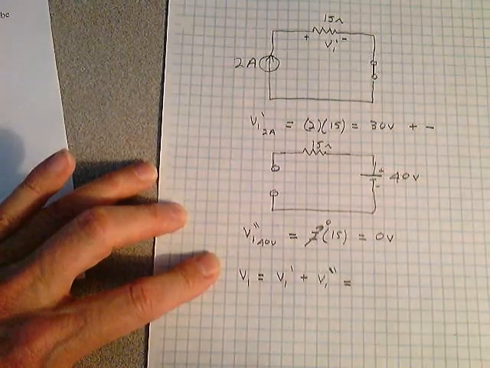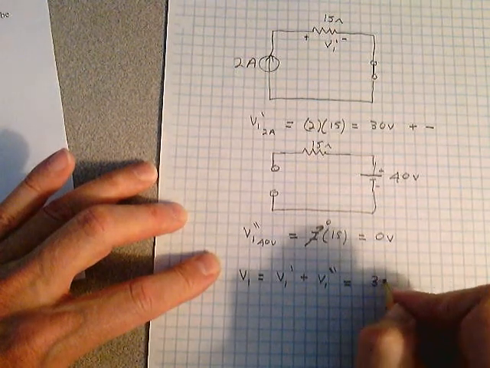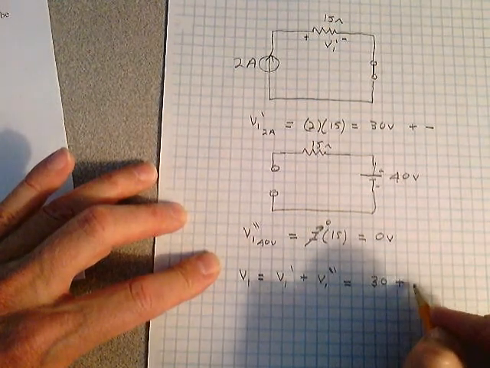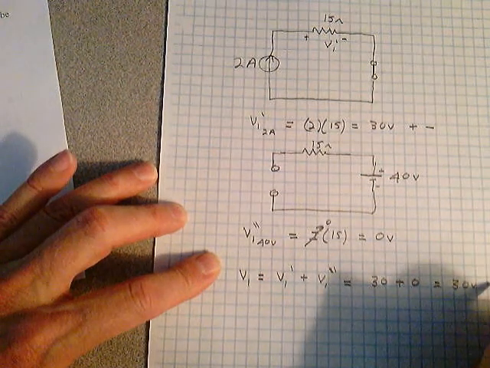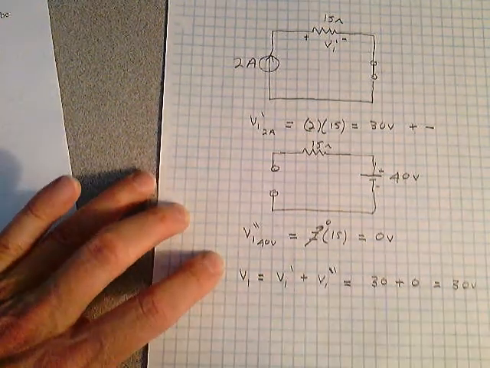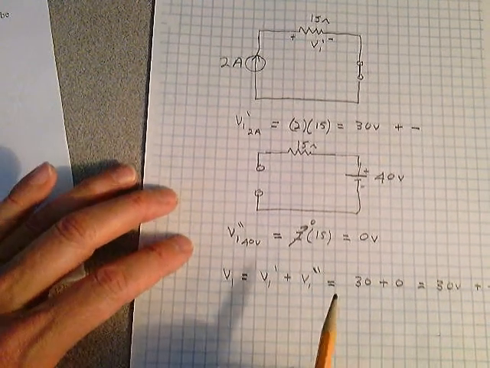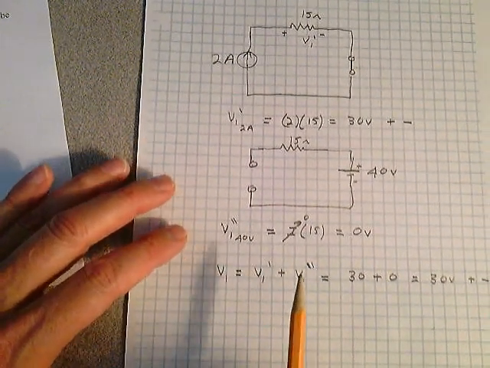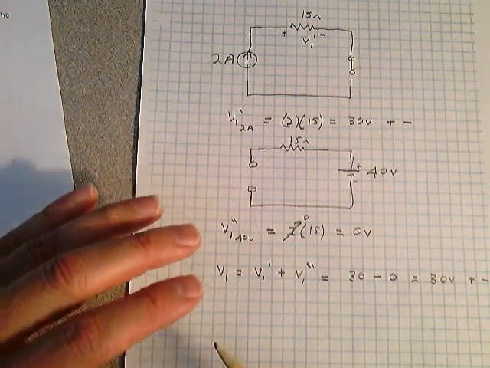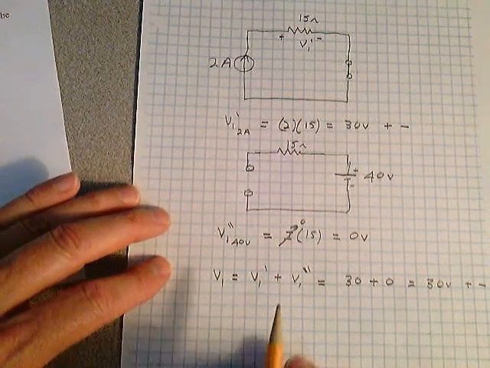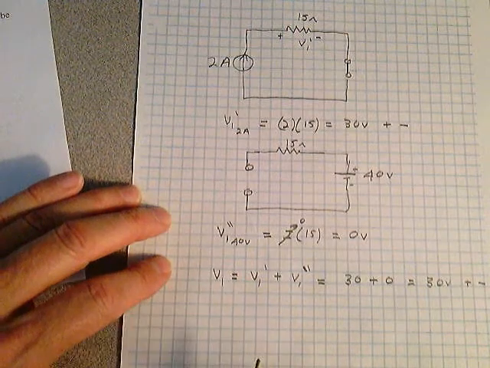Your V1 prime was 30 volts. Your V1 double prime was 0. 30 volts plus to minus. Now, that was a pretty simple problem, but sometimes these simple problems will allow you to get the skills you need to do the more involved ones. That's superposition.